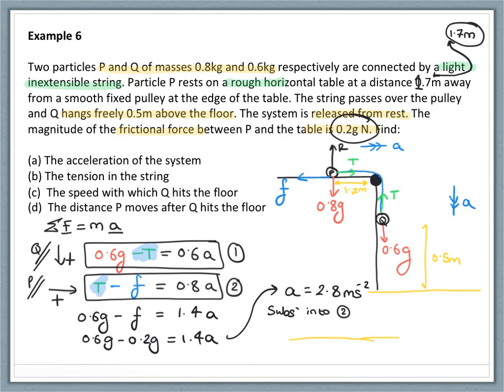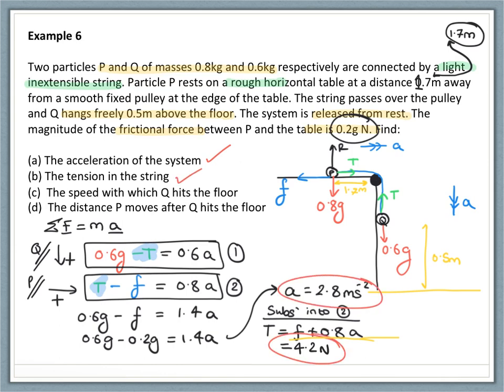We'll substitute into equation 2 as it looks a little bit simpler. So T is equal to F plus 0.8 multiplied by the acceleration, which gives us a value of 4.2 newtons for the tension. So we've answered part A and we've answered part B simultaneously.